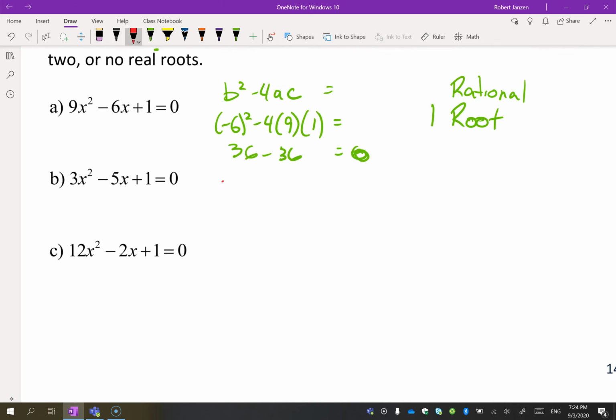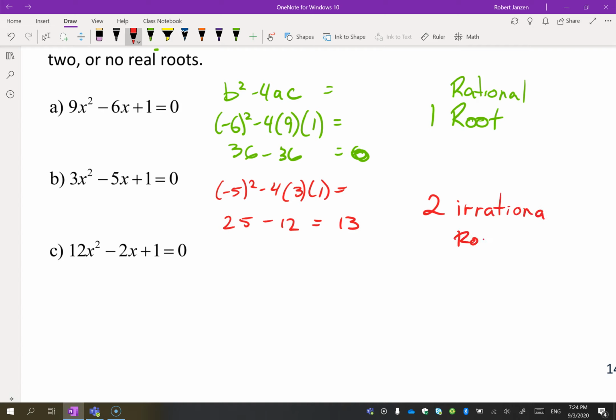So this time we would get negative 5 squared minus 4 times 3 times 1. So you get 25, take away 12, which is 13. This tells you there are 2 irrational roots. Okay, 13 is greater than 0, so there are 2 roots. It's not a perfect square, so it's irrational.